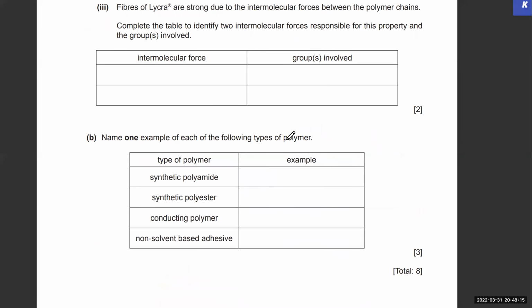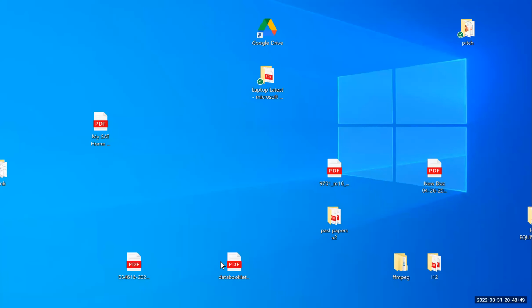Next, name one example of each of the following types of polymers. A polyamide, I mean, this is O-level stuff. It's nylon, it's Kevlar. Polyester, synthetic, what is polyester? Terylene. Yeah. And then you have a conducting polymer. Let me just check about the last two, whether it's still in your syllabus or not, because I think it got removed. The conducting polymers are there.